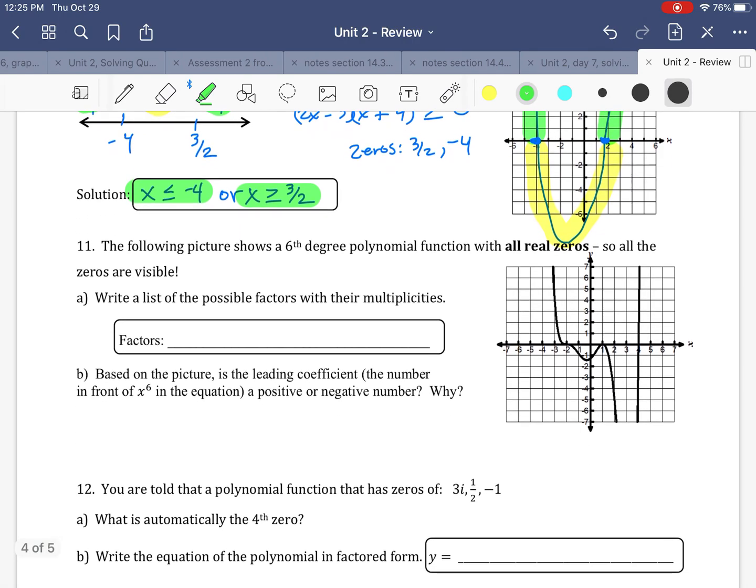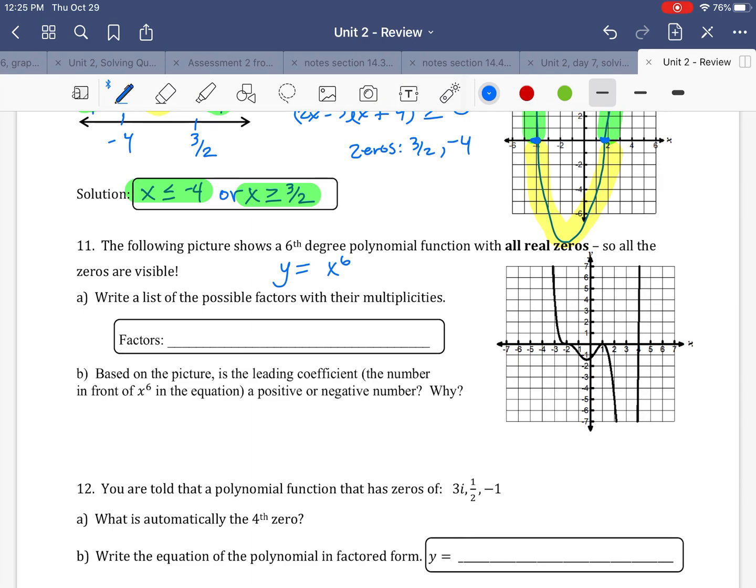All right, number 11. This problem over here shows a 6th degree polynomial. So we're saying this is y equals x to the 6th. So something important to note is that both ends are going up. So I know that there is a positive leading coefficient there, because otherwise they'd be both pointing down.